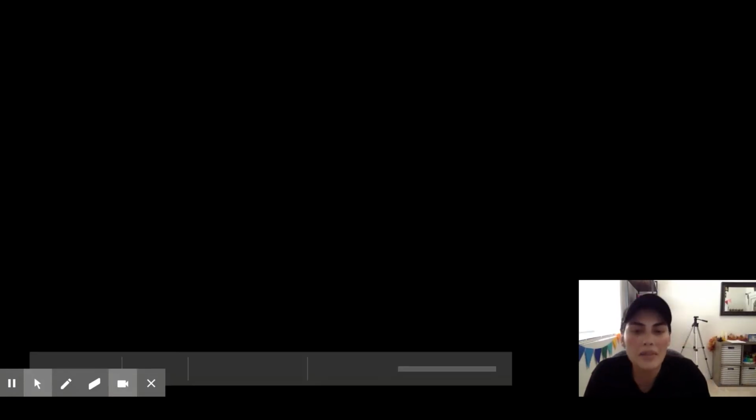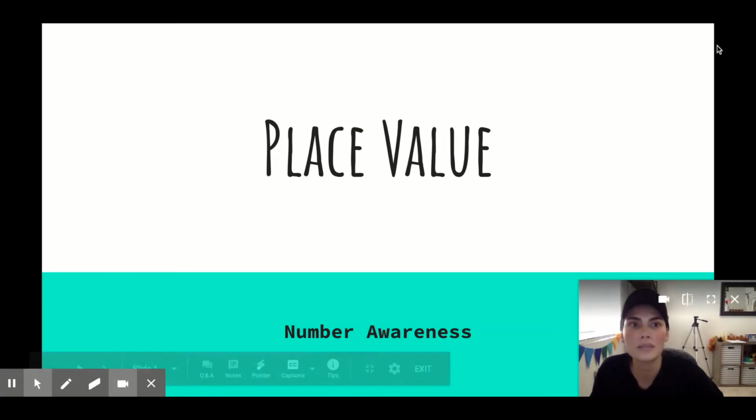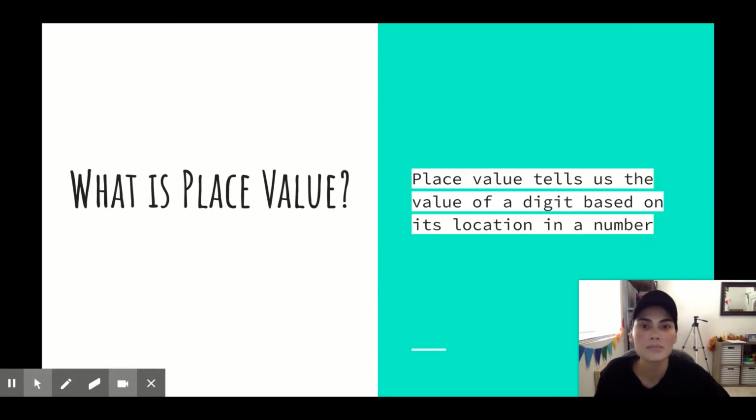So for our math topic this week, we are learning about place value. Place value is part of our number awareness lesson, our unit on knowing numbers and what they stand for. Last week we went over our hundreds chart. This week we're going to go over what place value means.